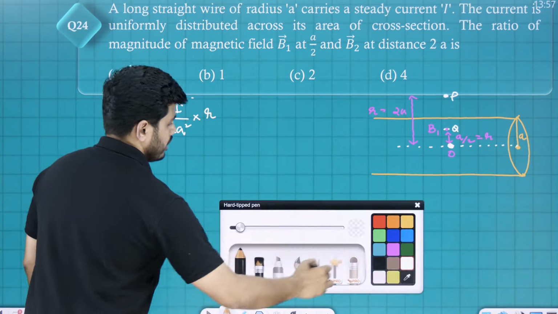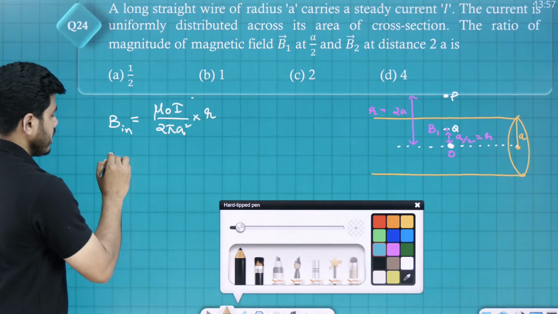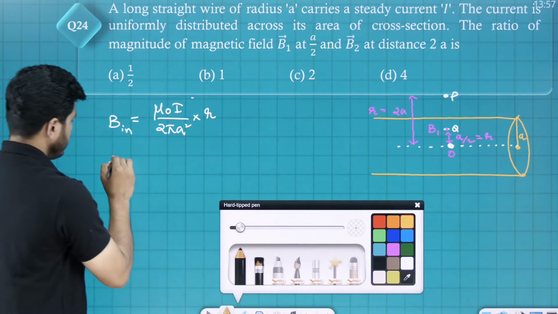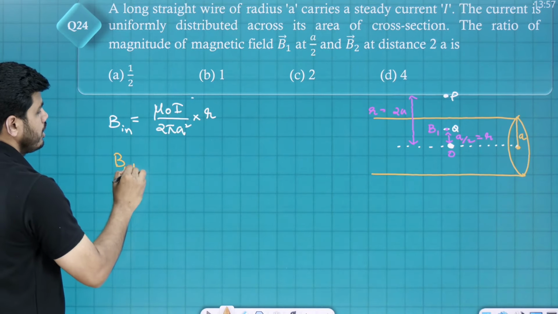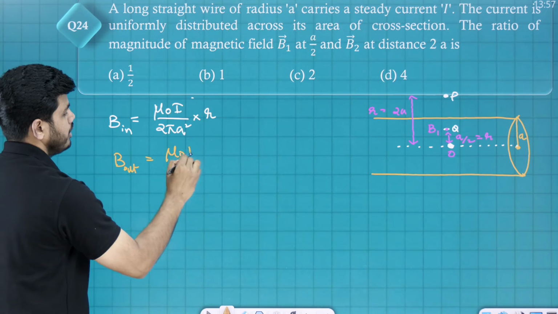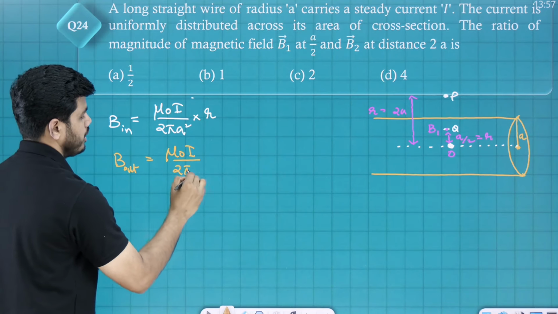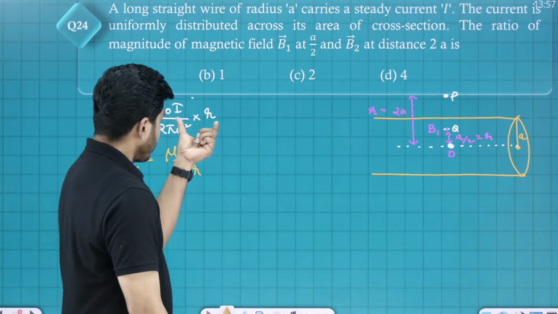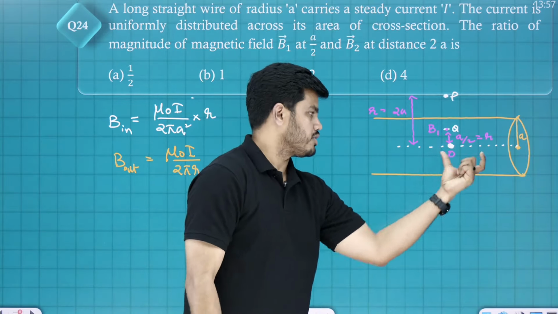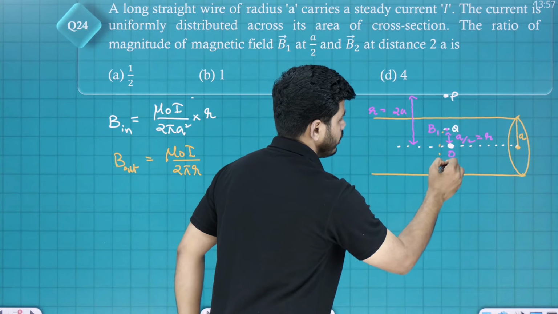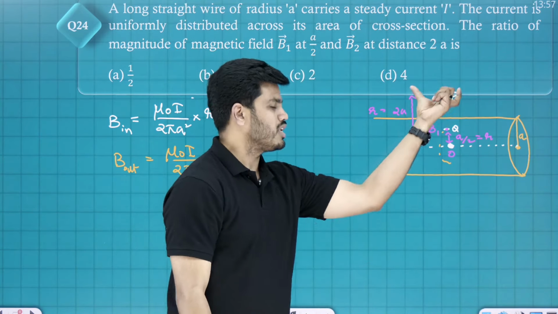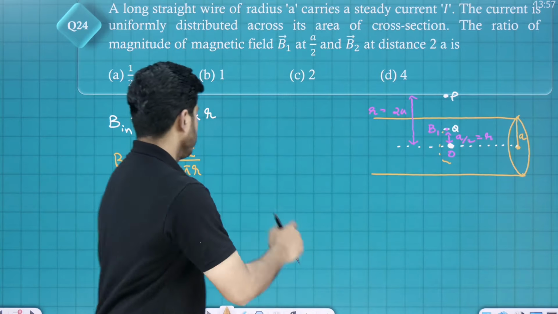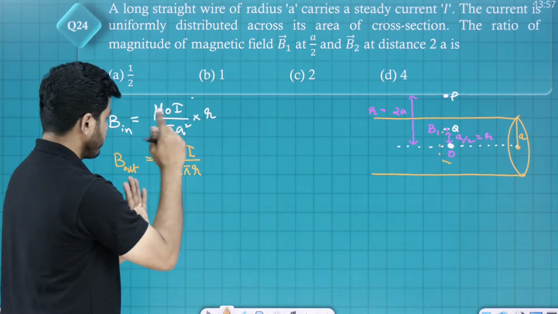And what will be the magnetic field outside? The magnetic field outside the wire is going to be B out, and that will be mu naught I by 2 pi r only, correct? This is how we calculate it. This value we derived by taking a small loop here, a loop of wire, and we can do the same process. What did we do for a point outside? Then we will get this. I hope you remember the equation.